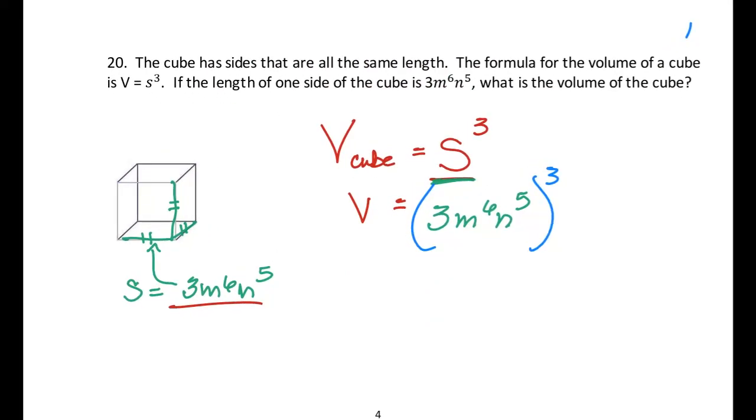Then when I do that, I'm taking a power of a power. I often call this the spider. What operation do we do when I have this type of exponential expression? Am I adding, subtracting, multiplying, or dividing? Multiplying. Yes.